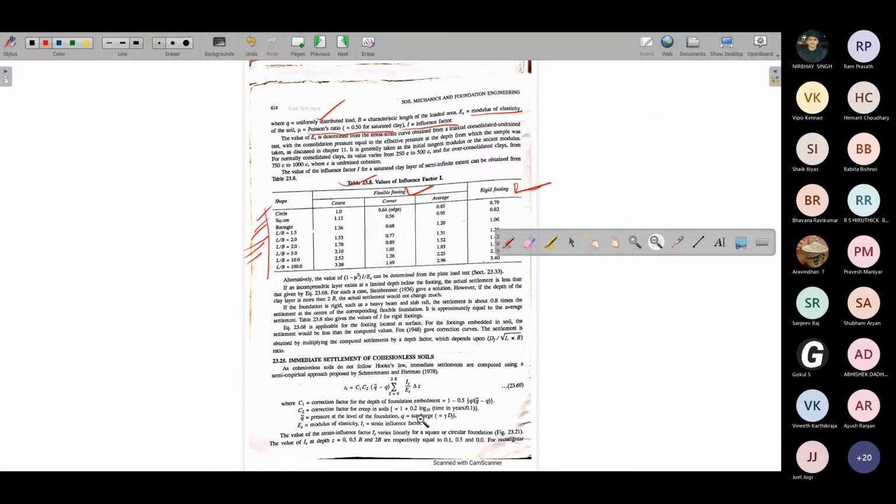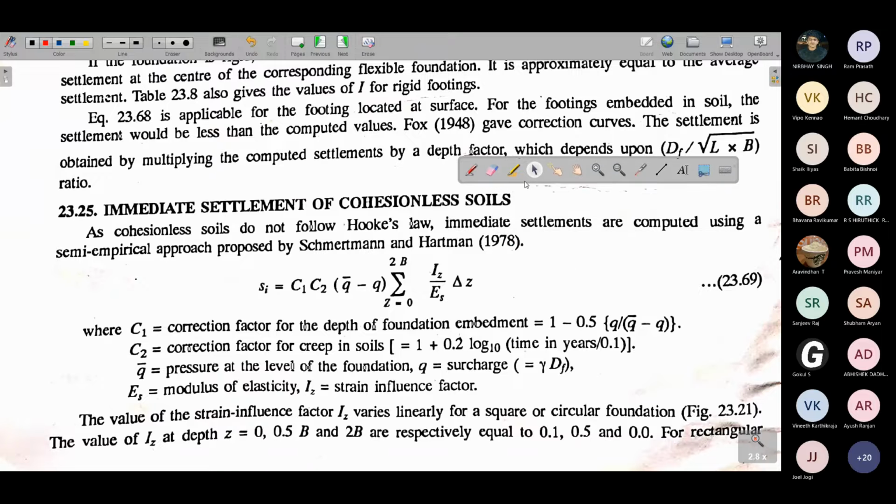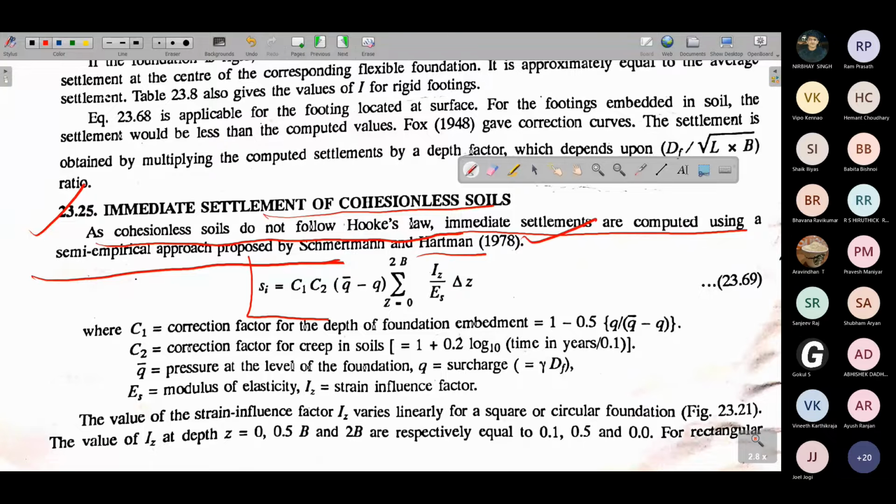Next, immediate settlement of a cohesionless soil. Immediate settlement of a cohesive soil we have seen, and this equation gives the immediate settlement of a cohesionless soil. As cohesionless soil does not follow Hooke's law, there won't be any load settlement and other things. Immediate settlements are computed using the semi-empirical approach proposed by Schmertmann and Hartman in 1978, mainly for the cohesionless soil.